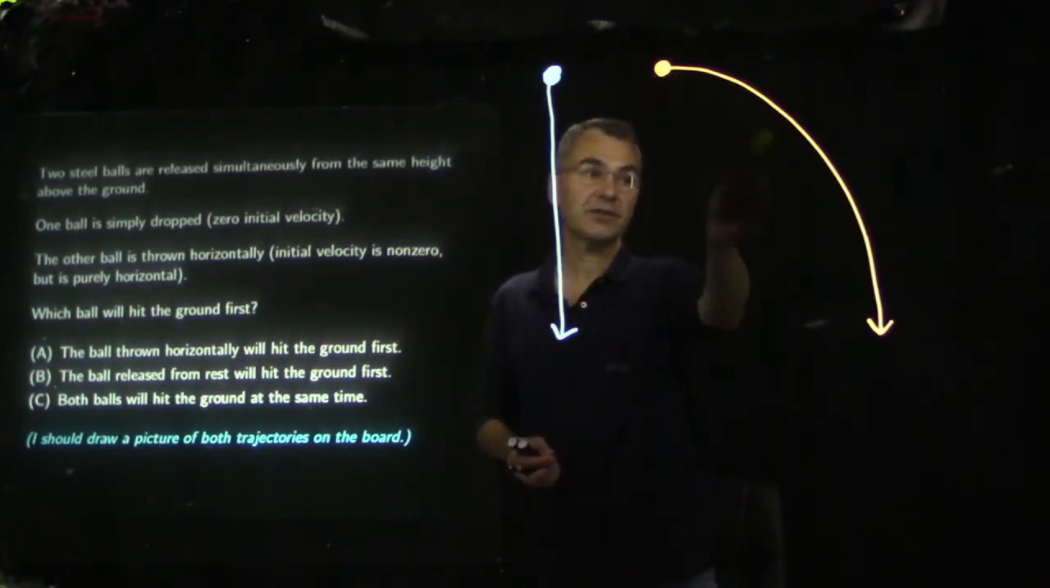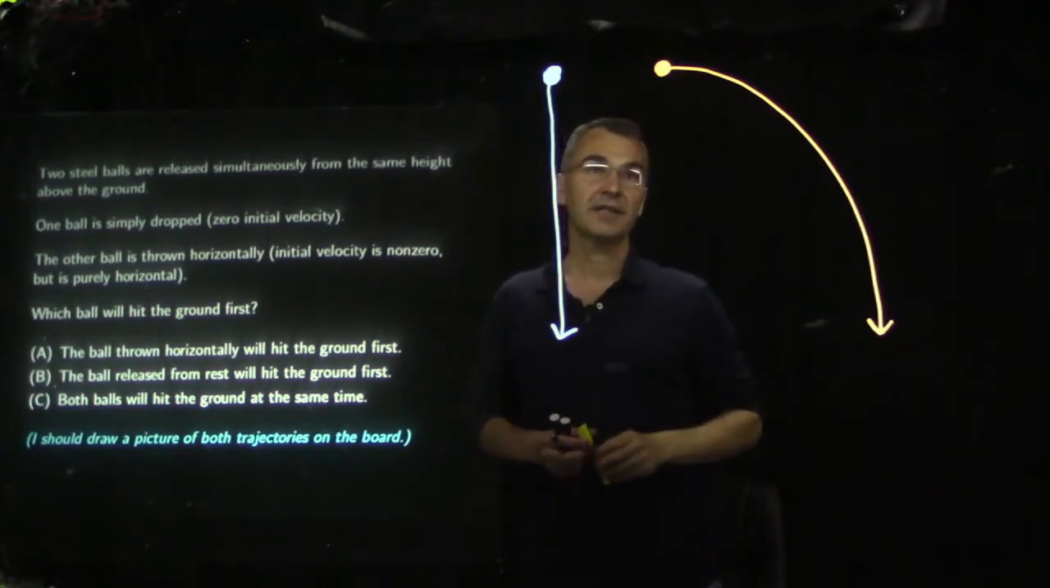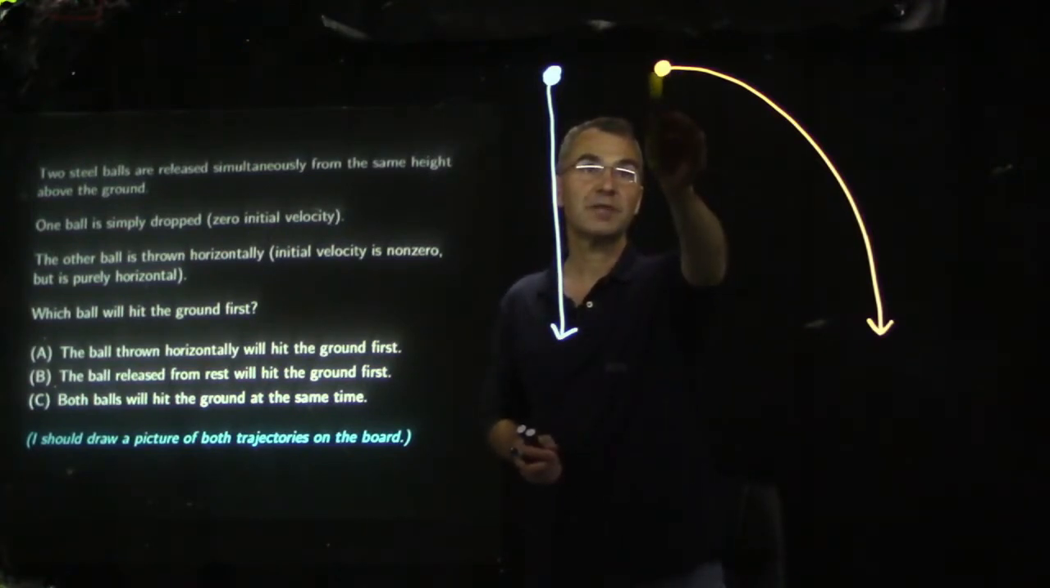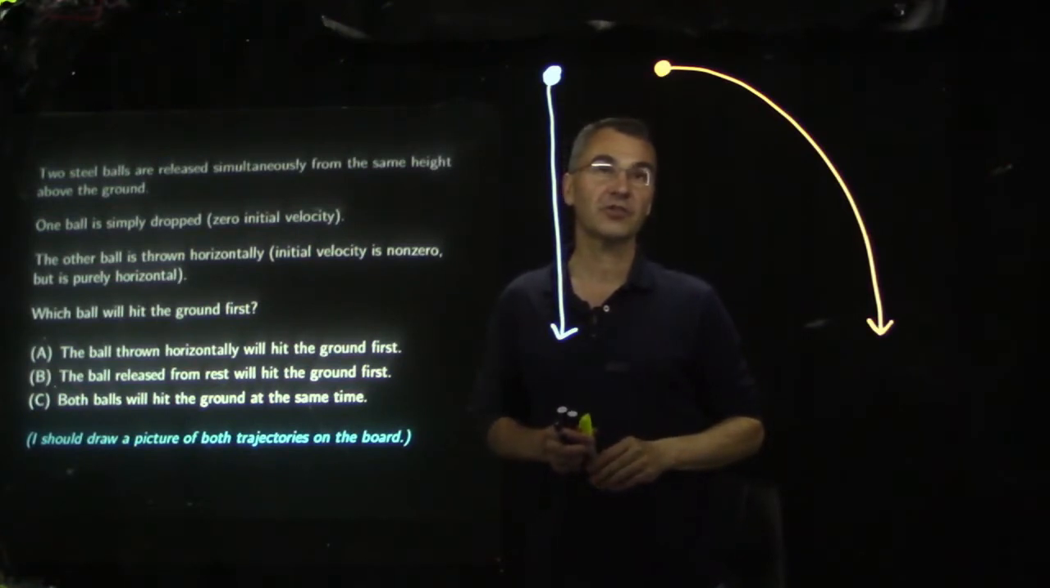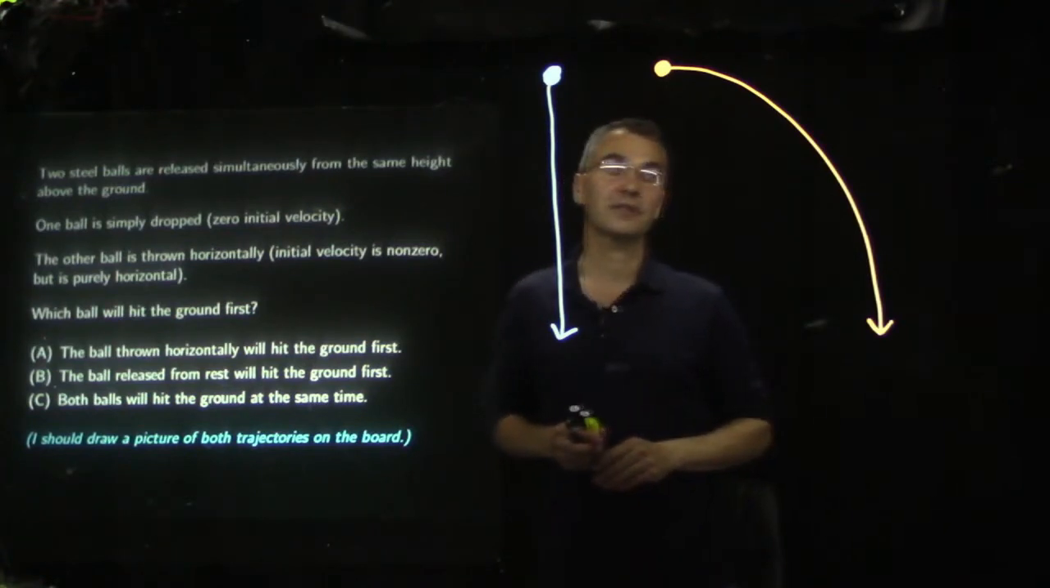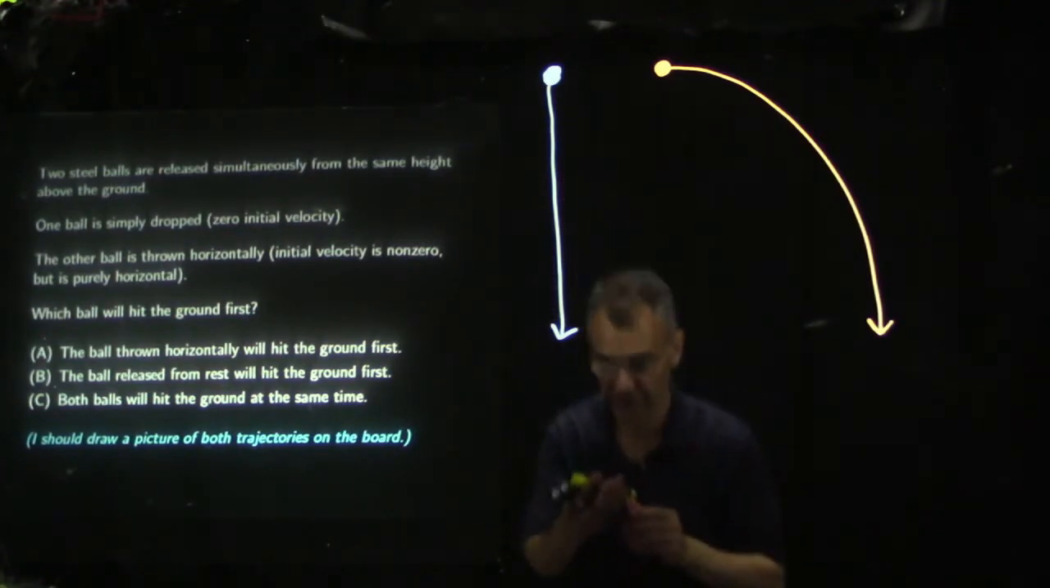And if you think about this ball, in the absence of air resistance, from the instant after it's released until the instant before it hits the ground, it also has just a single force acting on it, which is the downward force that Earth exerts on it, the gravitational force.